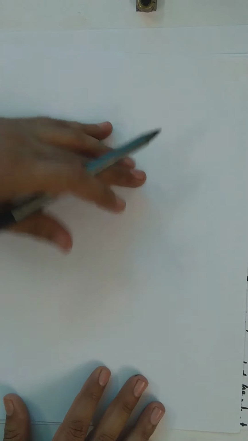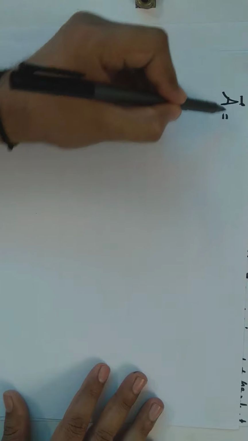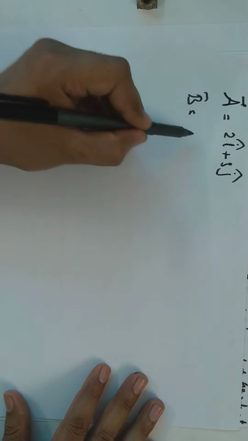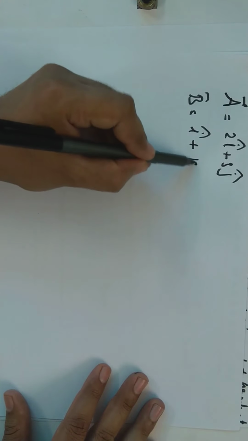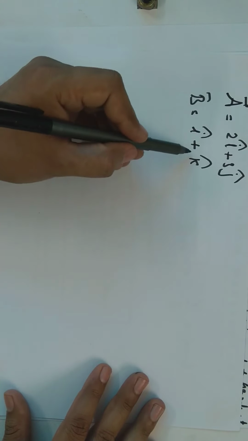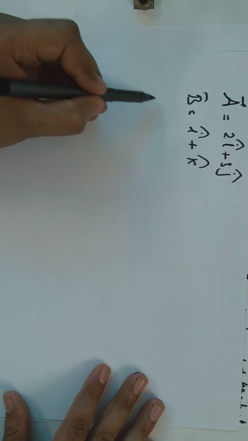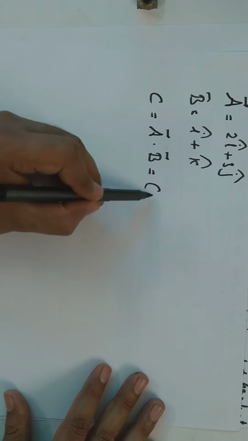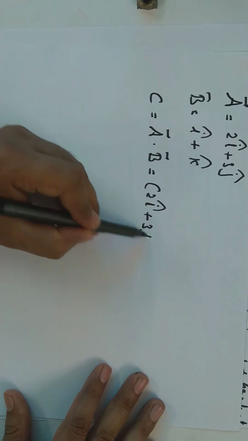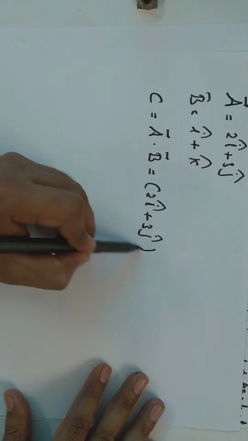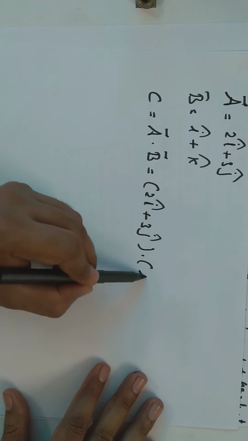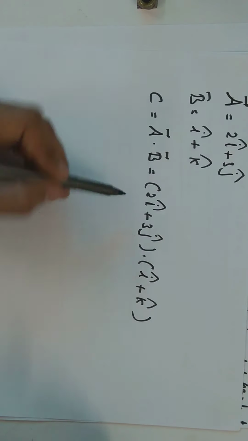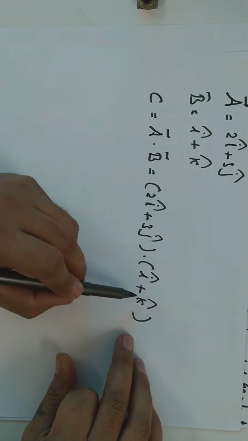Now I take a simple example. A vector is 2i cap plus 3j cap, b vector is i cap plus k cap. You see there is no j cap in b and no k cap in a. So a vector dot b vector is equal to 2i cap plus 3j cap dot i cap plus k cap.